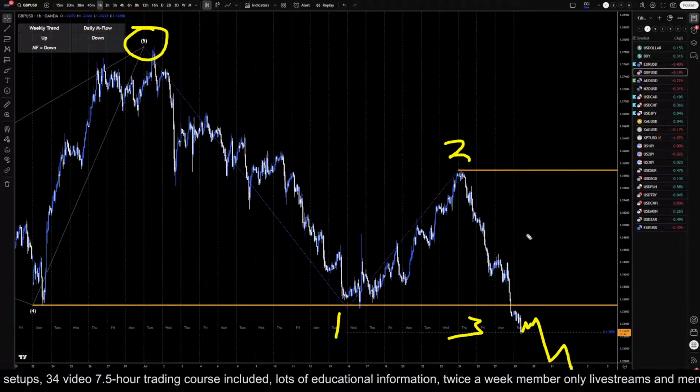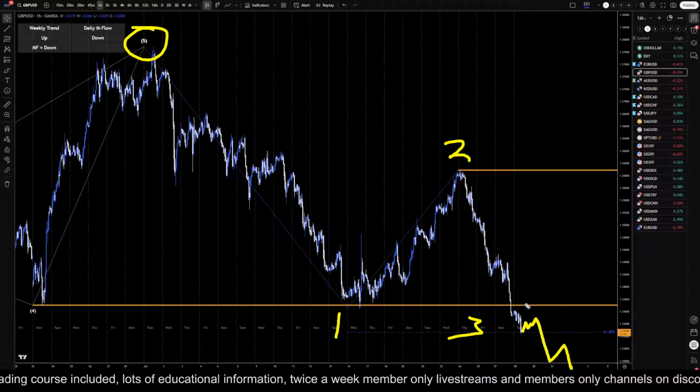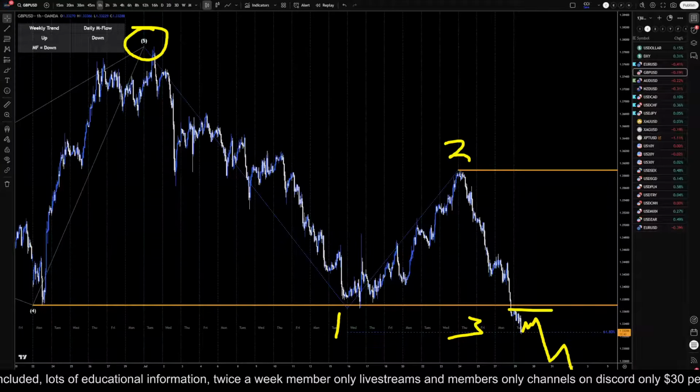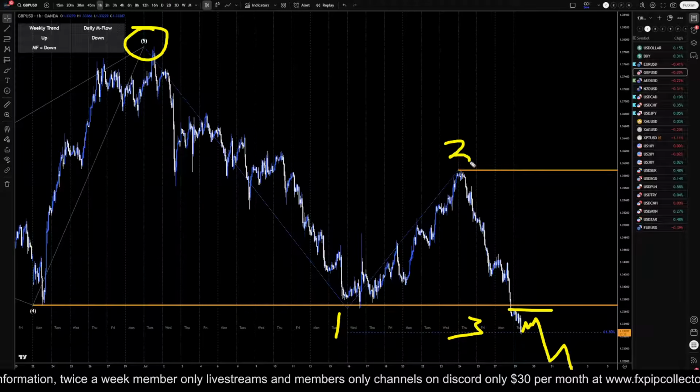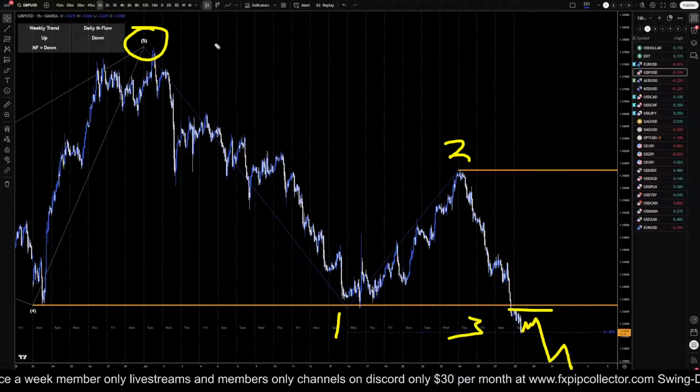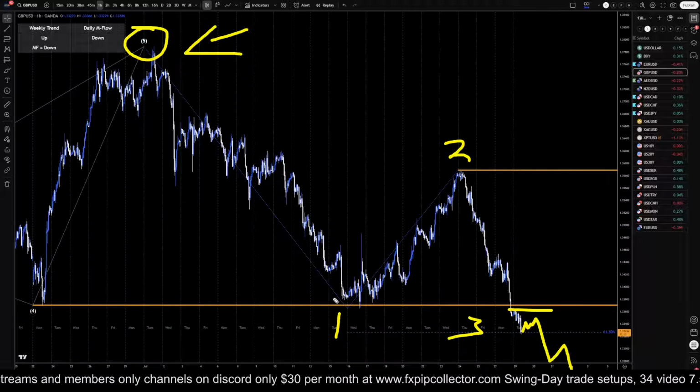So I would technically be looking for shorts still, but I would be watching to see if we do get an impulsive engulfing move to the upside and a break of structure. If we don't, then continue to look for shorts because this could stretch out into a big old 1, 2, 3, potentially making a pretty big trend reversal on the daily time frame.